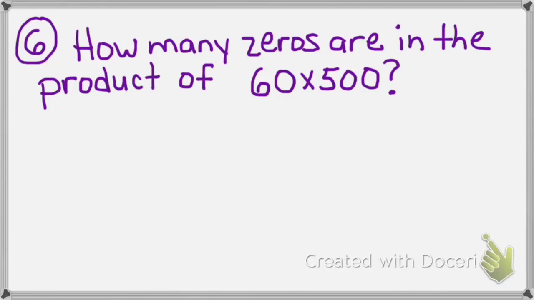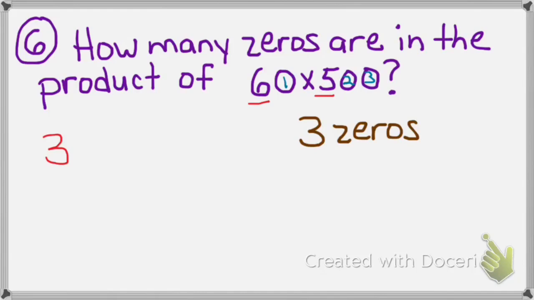But now let's take a look at problem number 6 and see how that works. Again, it says how many zeros are in the product. And again, we have students who say, I'm too smart for this. I'll just count my zeros. 1, 2, 3. And they answer, there are 3 zeros in the product. But let's solve it and see if that's true. In 60, my basic fact is 6. In 500, my basic fact is 5. 6 times 5 equals 30. So I have to say, uh-oh, there's a 0. Now I add my 3 zeros. 1, 2, 3. And how many zeros are in this answer?